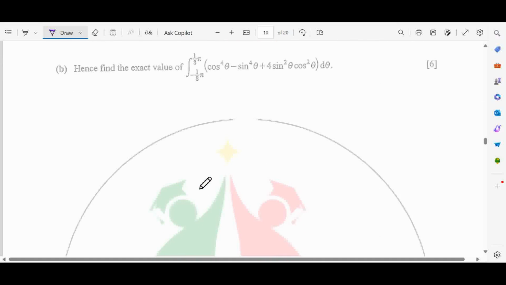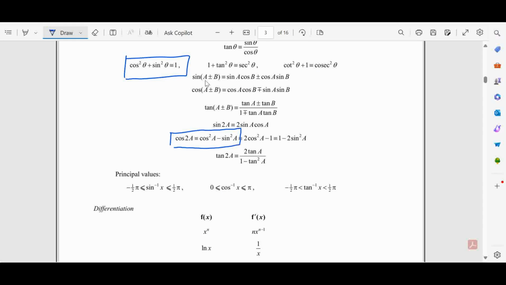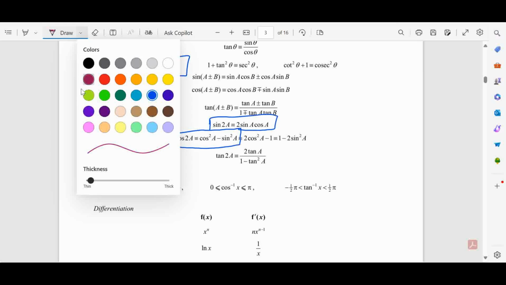Hence find the exact value of this thing. Now how we can find out this thing? We know that in the first part it is giving that this thing is equal to cos 2 theta. Okay, now what to do with this thing? Now we know that here sine 2 theta is equals to 2 sine theta cos theta. This one is an identity here, that sine 2 theta is equals to this thing.